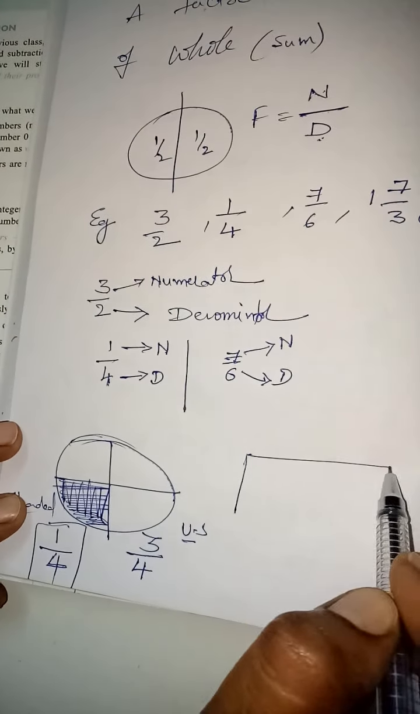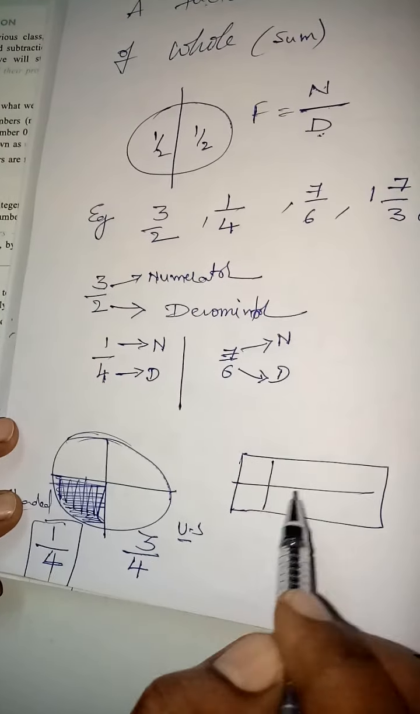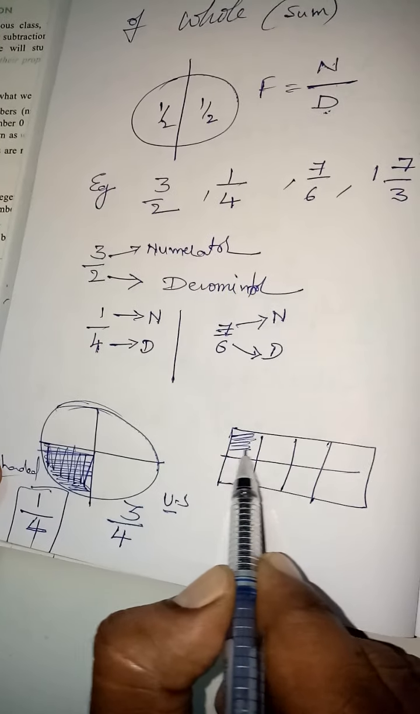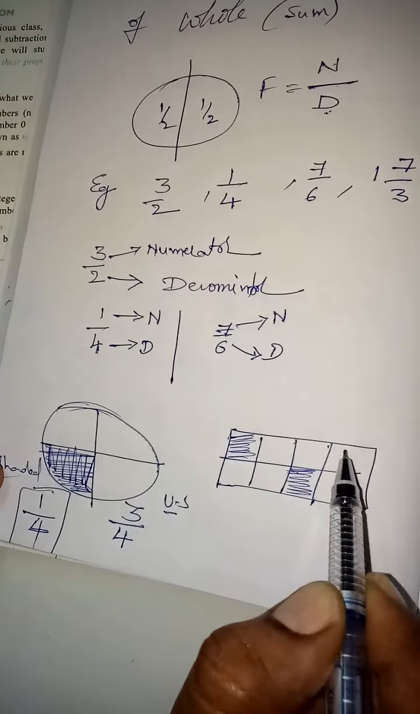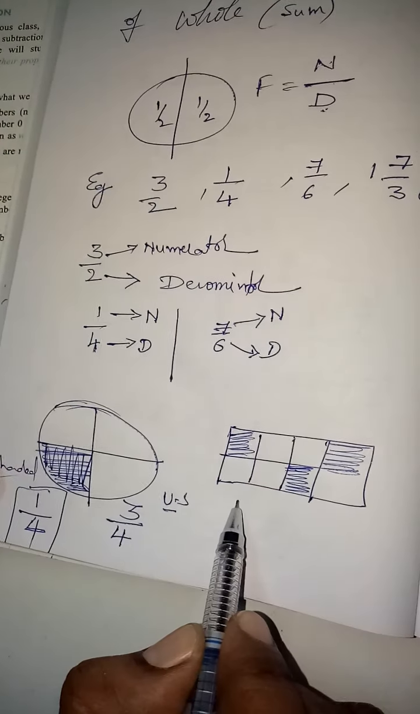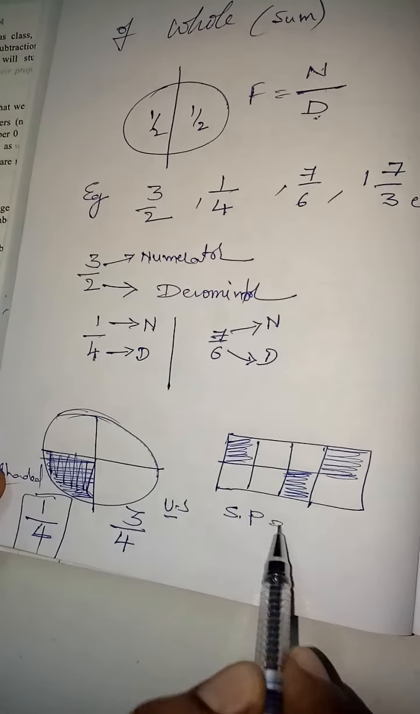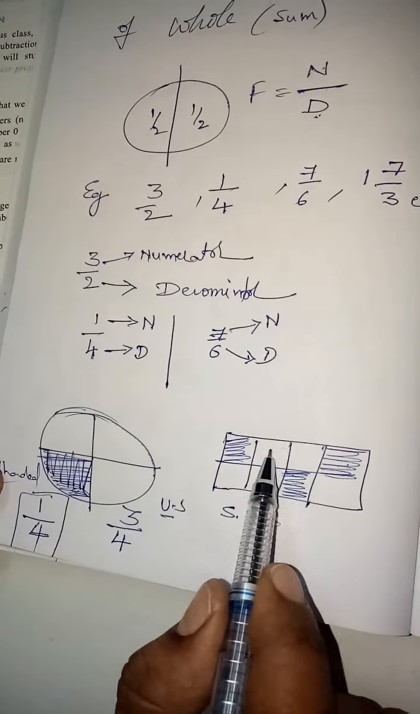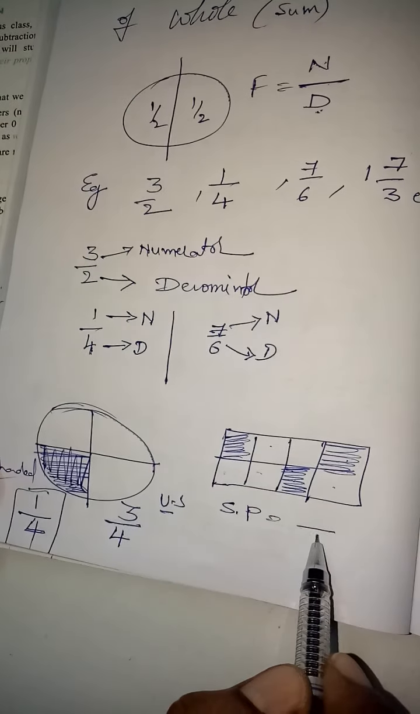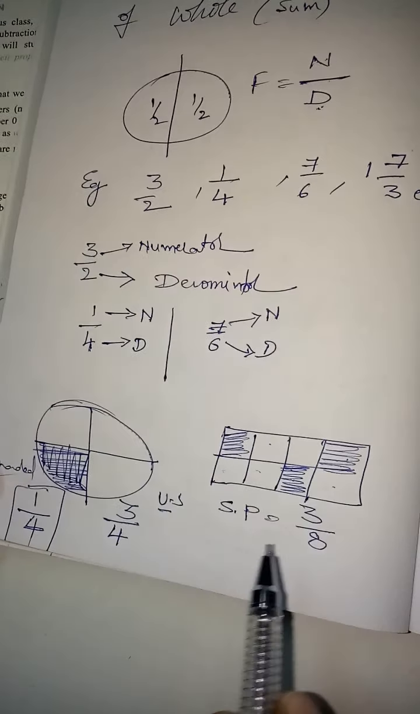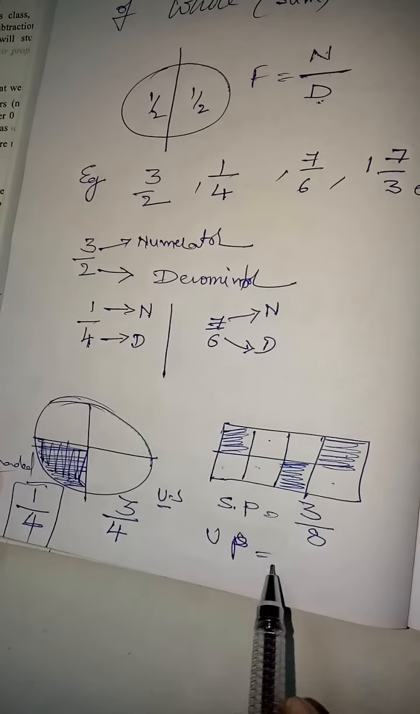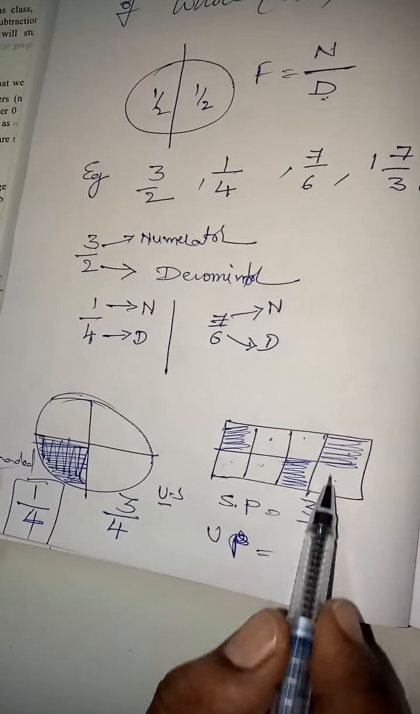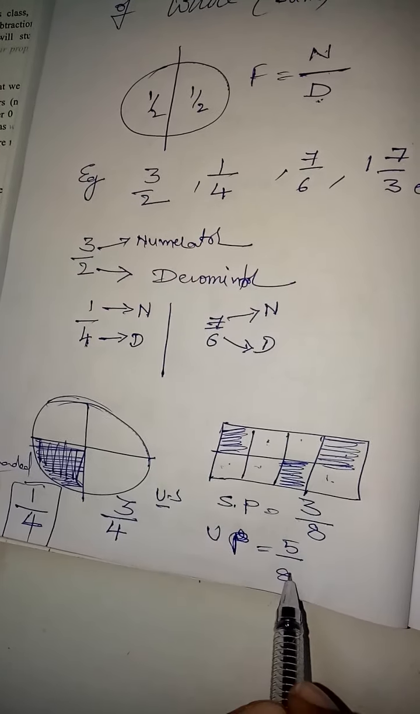One more example. This is a rectangular box. I am dividing it into 8 square boxes, and I shaded some of them randomly. What is the fraction of the shaded part? The shaded parts are 1, 2, 3 out of 1, 2, 3, 4, 5, 6, 7, 8, so the total is 8 parts and the shaded parts are 3. Now, what is the fraction of the unshaded part? The unshaded parts are 1, 2, 3, 4, 5, so it is 5 by the total number of parts, 8.